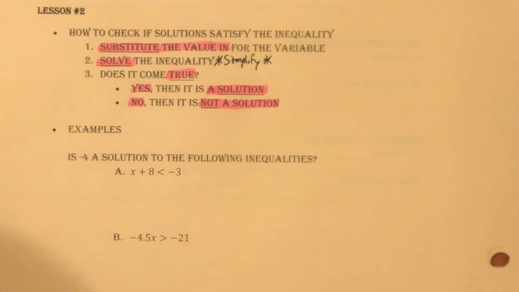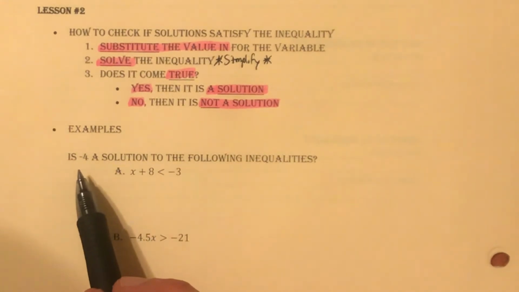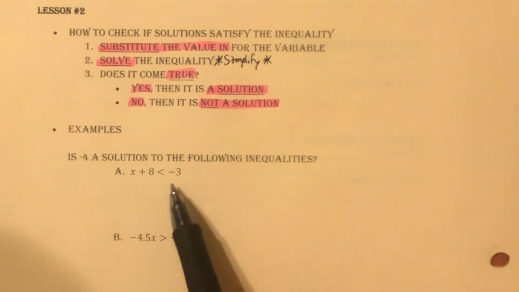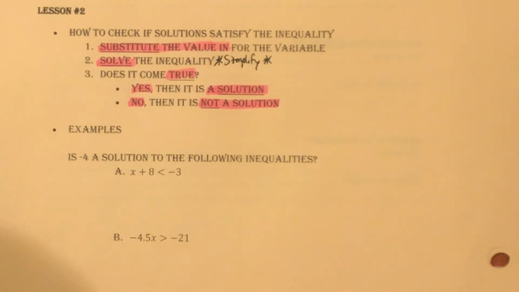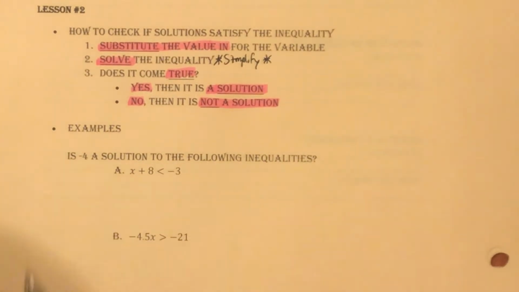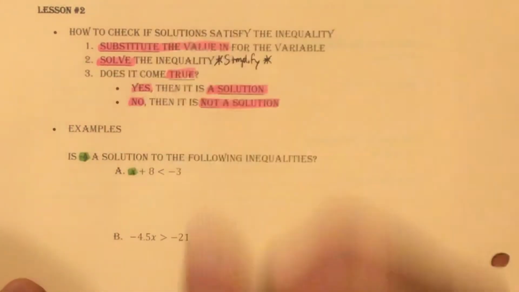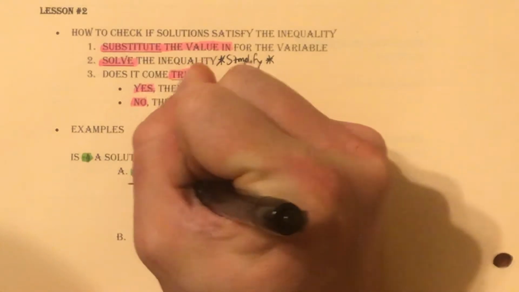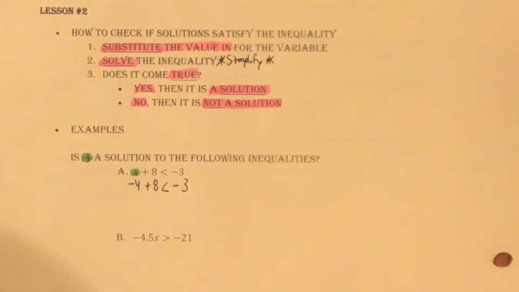All right, so we've got 2 examples here that we want to take a look at. For both of the examples, they've given us a number of -4 that they want us to plug in. So we're going to take this -4 and we're going to plug it in for the variable and then simplify it down to see if it comes true. All right, well, example A says x plus 8 is less than -3. So again, step 1, substitute the value that they gave us, the -4 here. This is what they gave us. We're going to substitute that in for the variable of x. So I'm going to plug -4 in. So -4 plus 8 is less than -3.